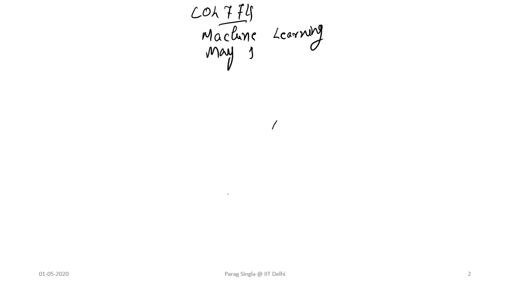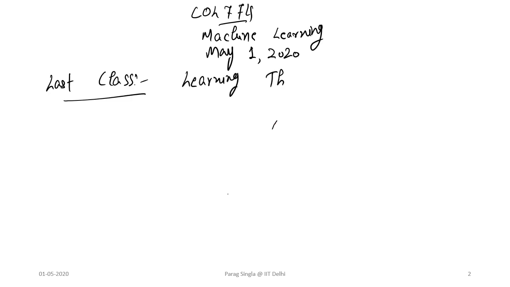UL 774 machine learning, and today is May 1st 2020. So remember last class, we've been, the last couple of classes, looking at learning theory.